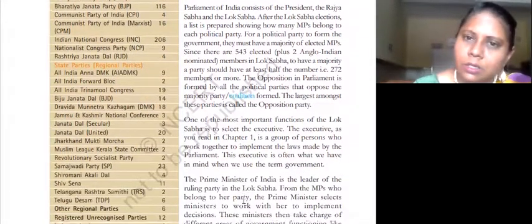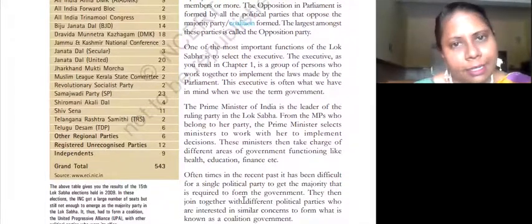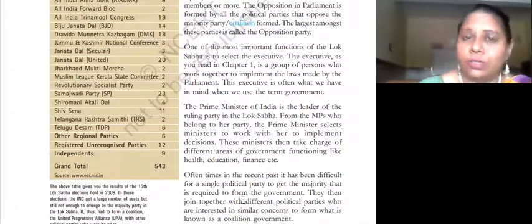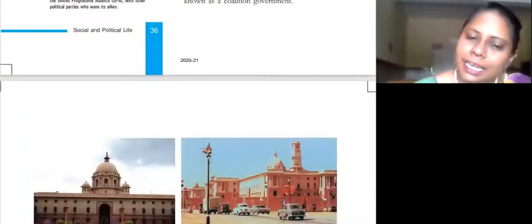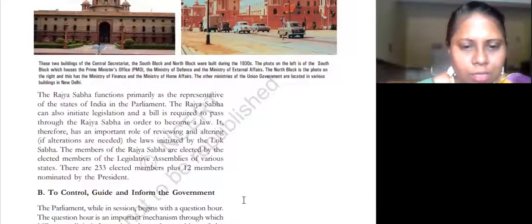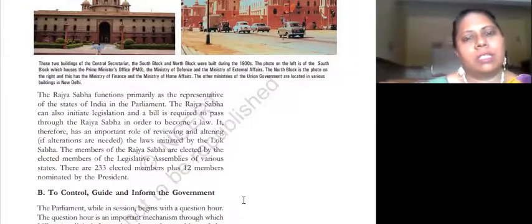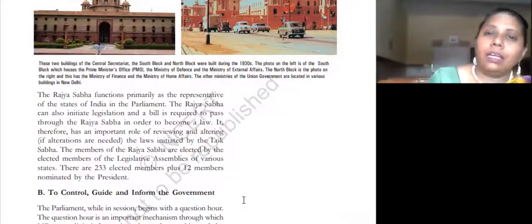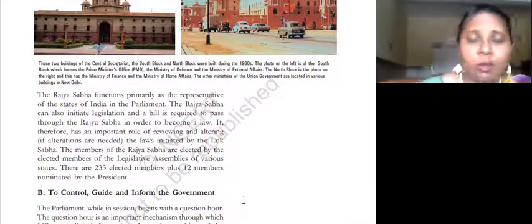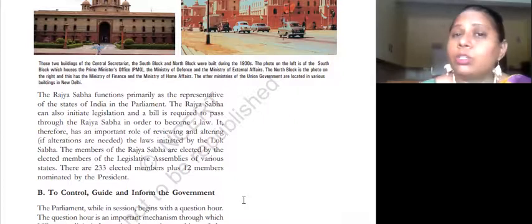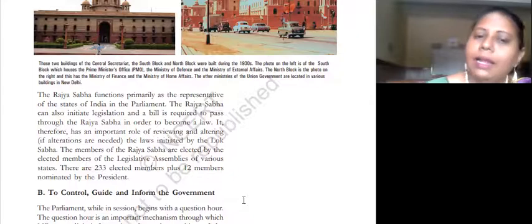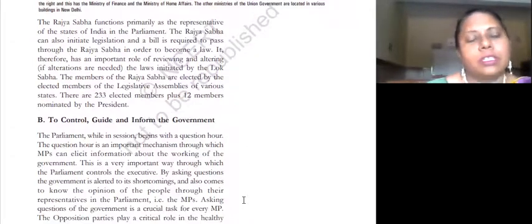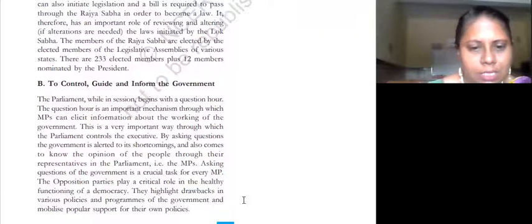The members who are not from the ruling parties all sit in the opposition. Their work is to keep an eye on the work of the government. The second function is to control, guide, and inform the government. They control the government, what the rules and laws are being passed, they guide what should be done, and they inform what the people want. As a result, based upon this information, the parliament works.